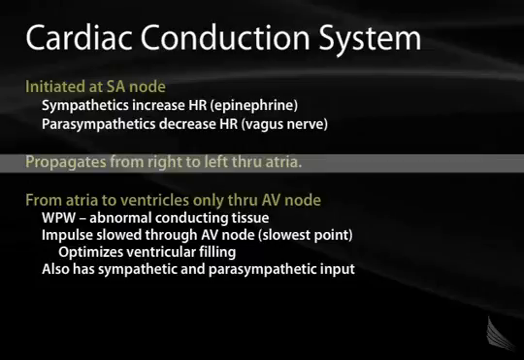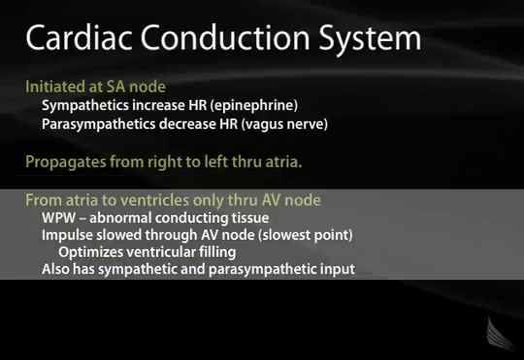The signal that starts at the SA node propagates from cell to cell, from the right atrium to the left atrium. The signal then coalesces at the AV node and stops. The AV node is a slower conducting action potential because it relies on calcium. Patients with Wolff-Parkinson-White syndrome are also able to send a signal from the atrium directly to the ventricles through an accessory bundle or a bundle of Kent.